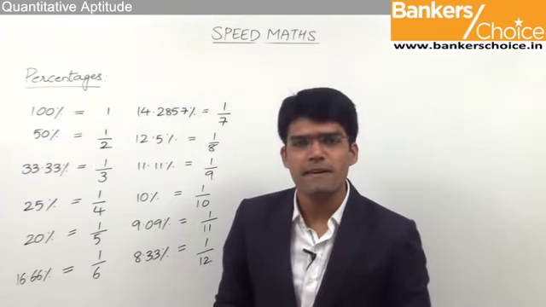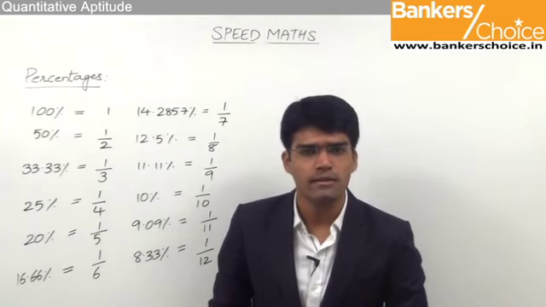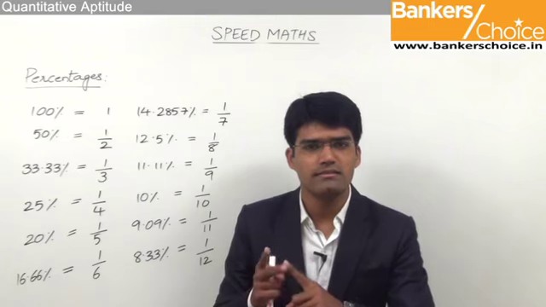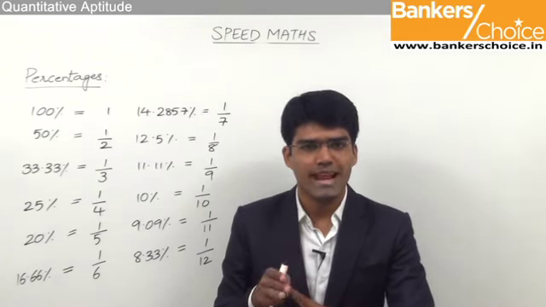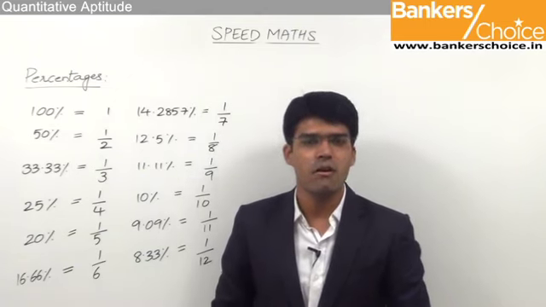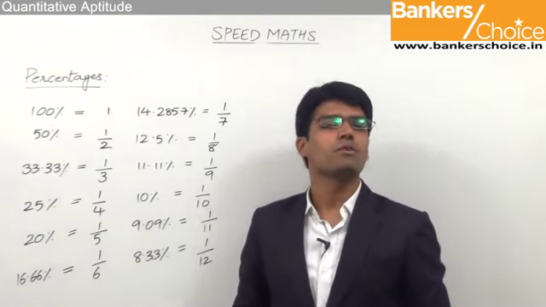Tell me what is 75% of 6400? You have 3 seconds for this. 1, 2, and time up. I hope you all have got the answer. 75% of 6400 should be 4800.